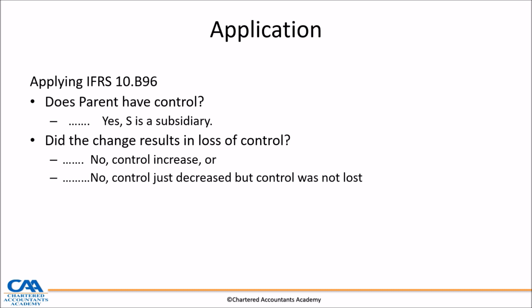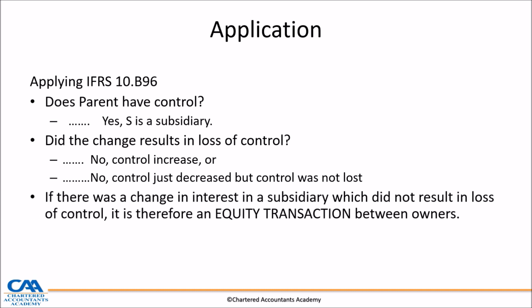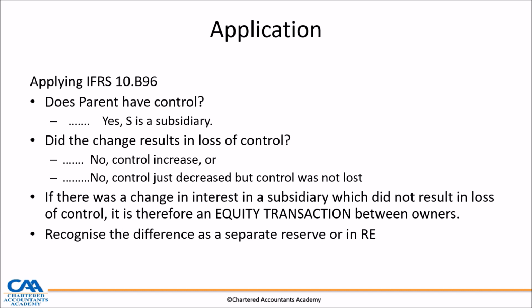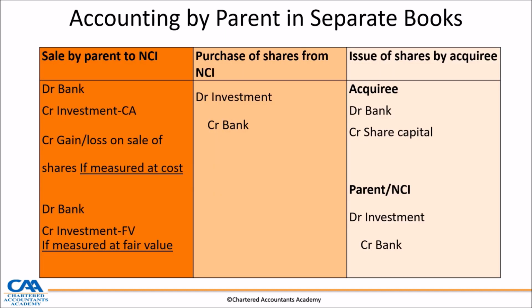What that means, therefore, is control may only have decreased, and eventually we call that an equity transaction between owners or between shareholders. Hence, in a change in NCI percentage, a small gain or loss that is received from the parent, the difference in the parent's reserves, is recognized in either retained earnings, or you can create a separate reserve for it as directed by B96.